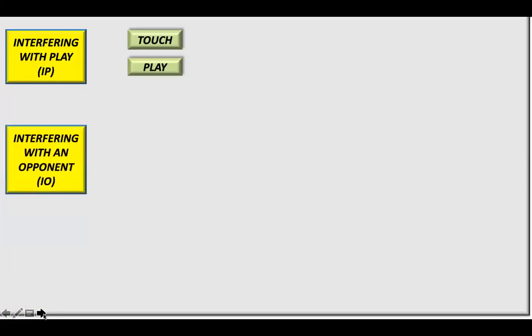And then we have interfering with an opponent. The first one is the line of vision. The classic example for this is when a player takes a shot on goal, and now there's a player in the offside position in the line of sight of the goalkeeper. That's what we're mainly talking about in this situation: did they interfere with the goalkeeper's ability to see the ball? That's the line of vision.